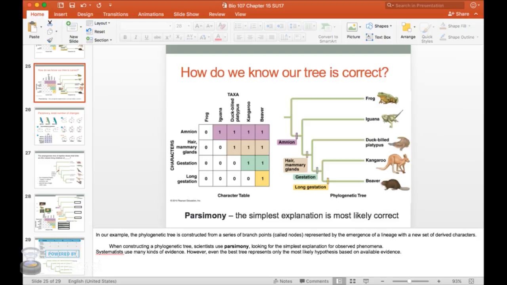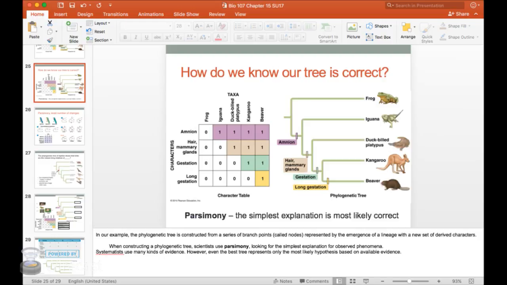This is one possible explanation for how this tree could work. Another possible explanation is that this ancestor way back here also had hair, but then we lost hair here for the frog, and we lost hair for the iguana, and then gained it back, or rather kept it for all of these groups. Which basically means that that's a very complicated explanation, right? That's saying that a lot of things would have happened. So that's saying that there was a common ancestor with hair that then had to lose hair to evolve into a frog, that then also had to lose hair to evolve into an iguana, and then had to keep the hair to evolve into all of these things.